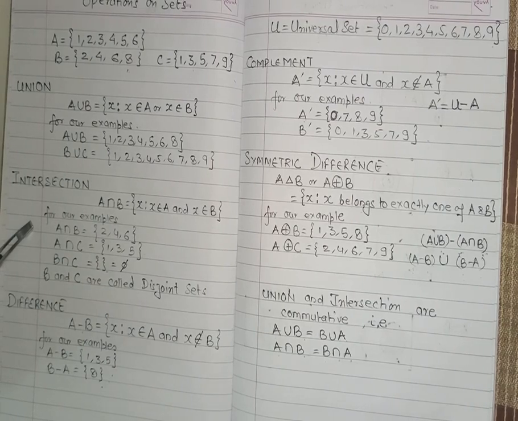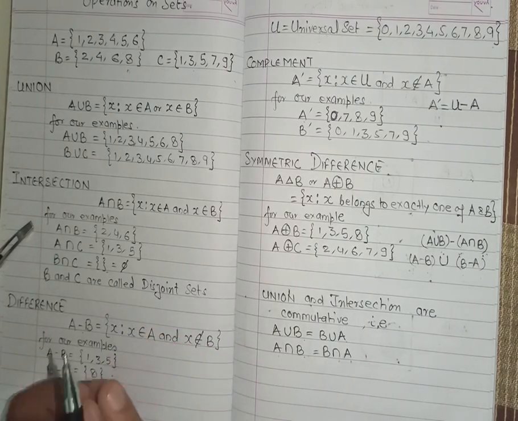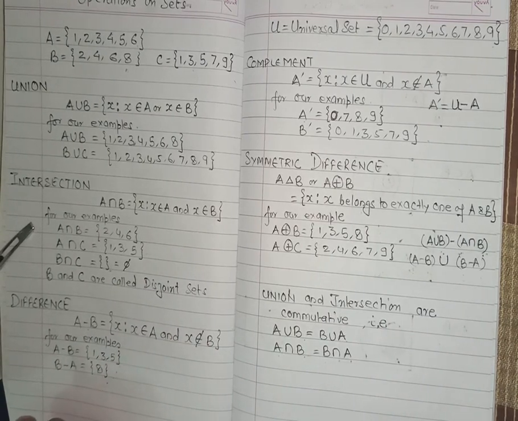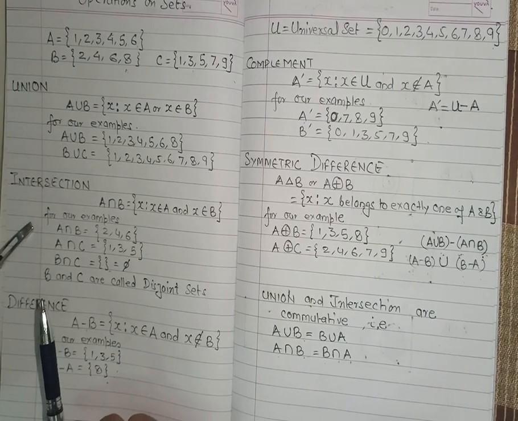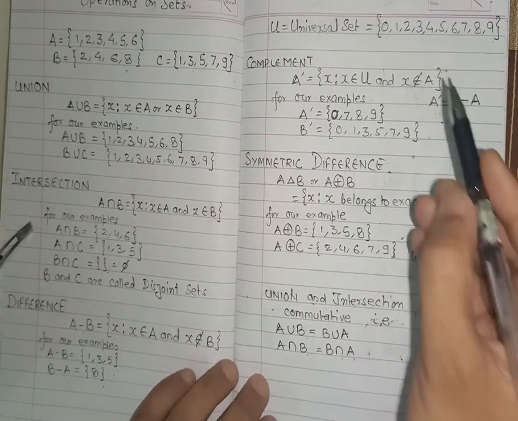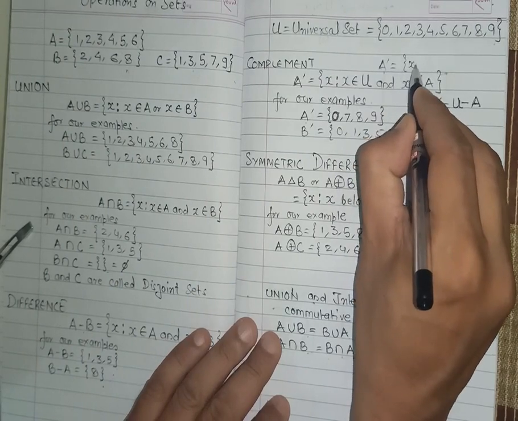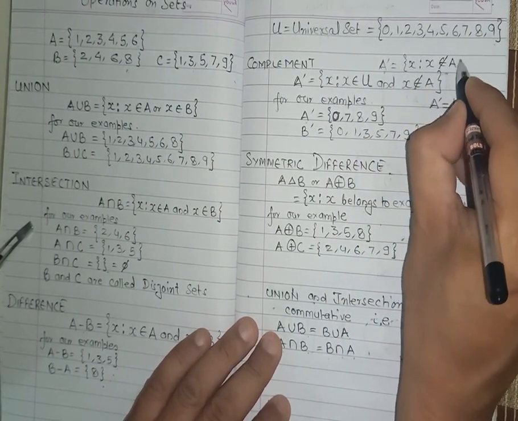The complement of a set A is the set of all the elements which are not present in A. Let me repeat. The complement of set A, denoted by A dash, is the set of all the elements which are not present in A. I can write it like this: A dash is equal to the set of all the elements x such that x does not belong to A.